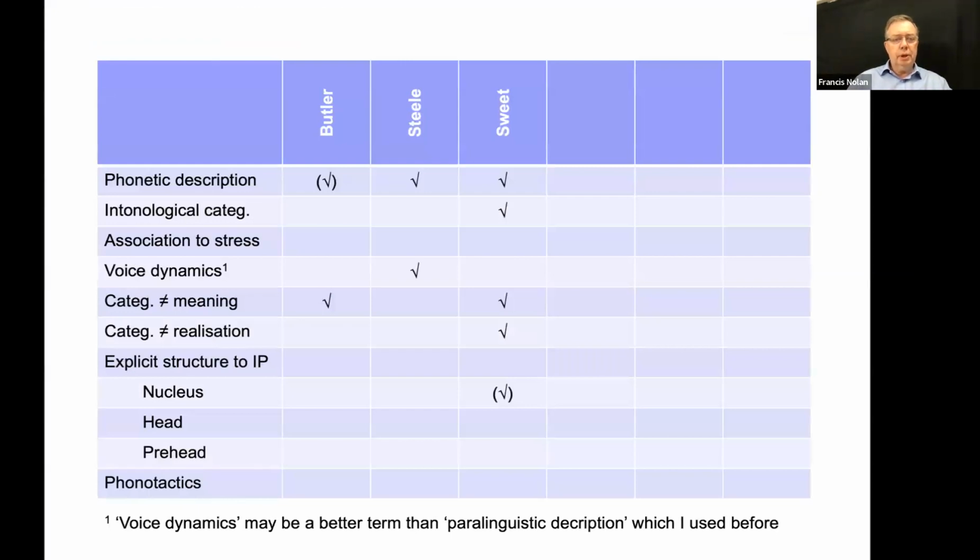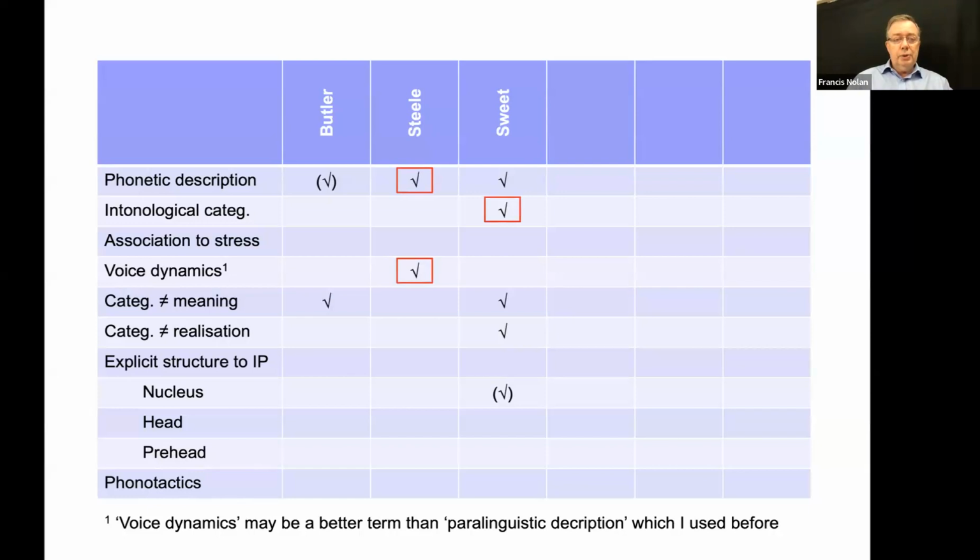So let's summarize what we've got so far. Butler recognizes that a particular intonational category, a rise versus a fall, doesn't correspond exactly to meaning. It's not that a rise must mean a question. And he doesn't really give much phonetic description. Steele gives a very, very detailed phonetic description, an impressionistic description. And he also talks about, sorry, there should be little boxes coming up here. He also talks about voice dynamics.